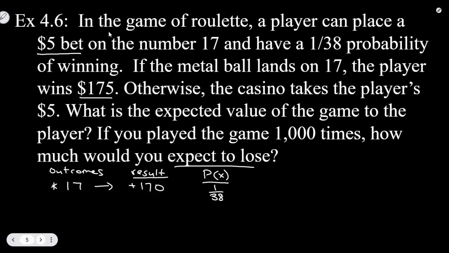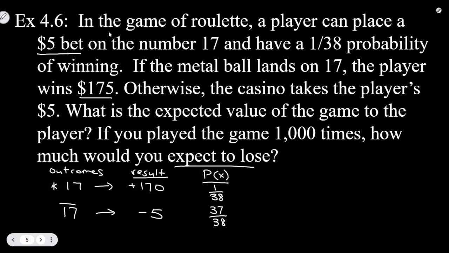Next, we've got all the other numbers. We know there are 37 other numbers out of 38, and so that is basically not 17. The result of this is we lose $5 because we bet $5 on a certain number, 17 in this case, and we did not get a 17. So one time out of 38, you're going to win $170. The other 37 times out of 38, probability-wise, you're going to lose $5.